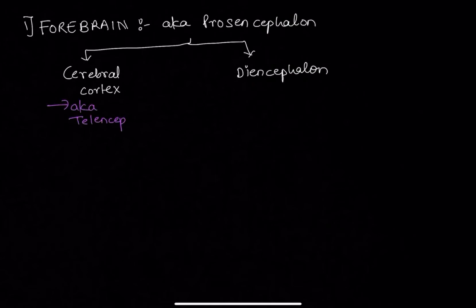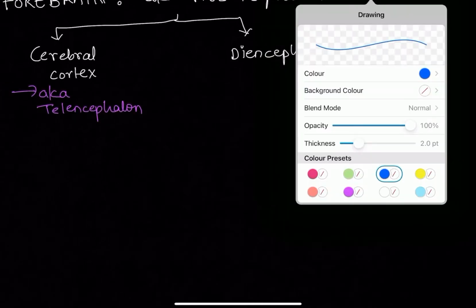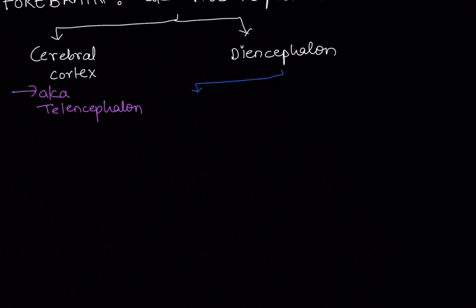What is it known as? Telencephalon. Okay, the diencephalon is further divided into three parts. Thalamus, the structure above the thalamus is called epithalamus, and the structure below will be called hypo. Anything below is hypo. So below the thalamus will be called hypothalamus.